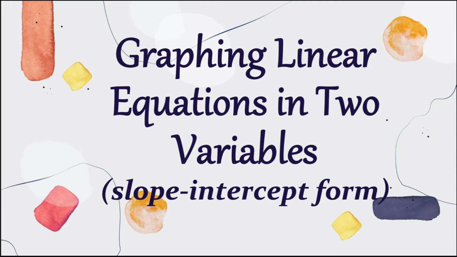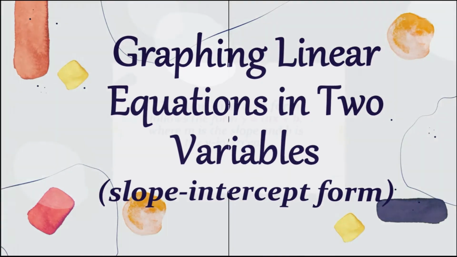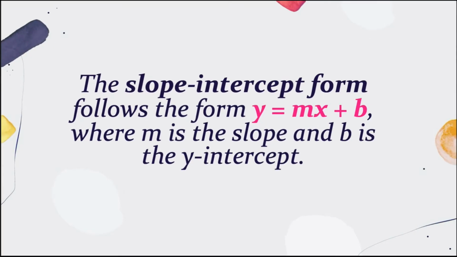Hello, grade 8 students. Today, I will be discussing graphing linear equations in two variables using the last step, which is slope-intercept form. So, what is slope-intercept form? It follows the form y is equal to mx plus b, where m is the slope. So, again, when we say slope, that is rise over run or change in y over change in x, or simply the steepness of the line. And b is the y-intercept.